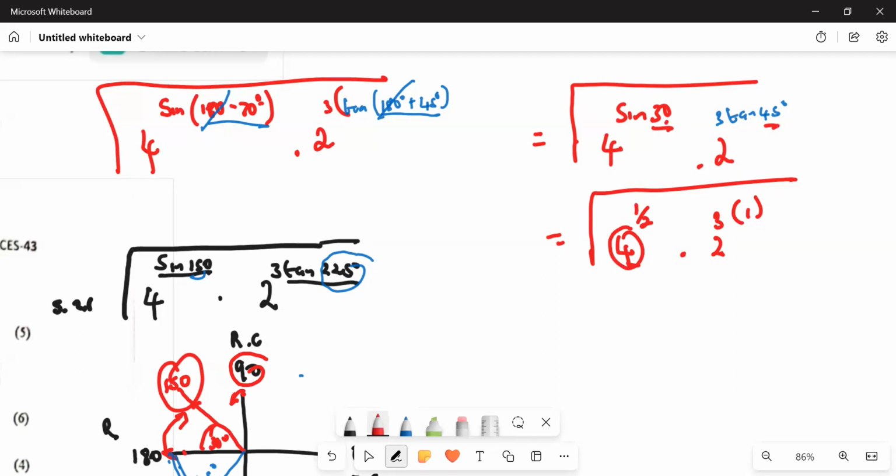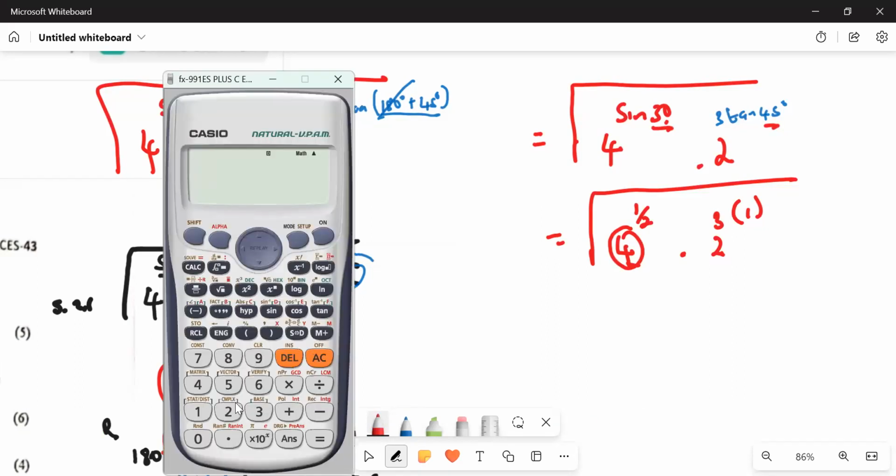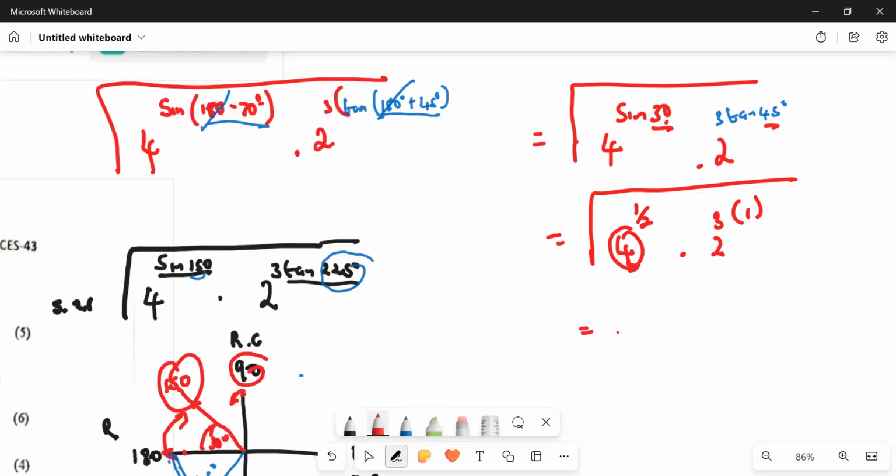And how do you change 4 to a prime base? You say, okay, I'm going to have 4, then you say equals, and then you press shift and the factor key. And then 4 can be written as 2 to the power of 2. Which means now you're going to have 2 to the power of 2 multiplied by 1 all over 2, multiplied by 2 to the power of 3.